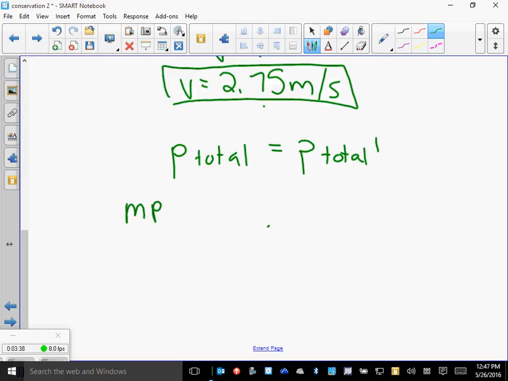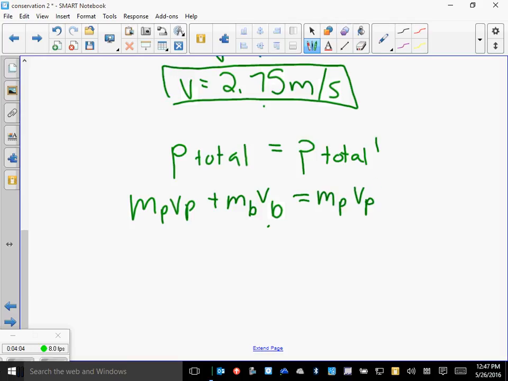So we have both the pendulum and the bullet here. The mass of the pendulum, velocity of the pendulum, mass of the bullet, velocity of the bullet equals the mass of the pendulum, velocity of the pendulum after, plus the mass of the bullet, velocity of the bullet afterwards. Now, these two stuck together, so we're going to put Mp plus Mb together, and they're going to be going that same speed.